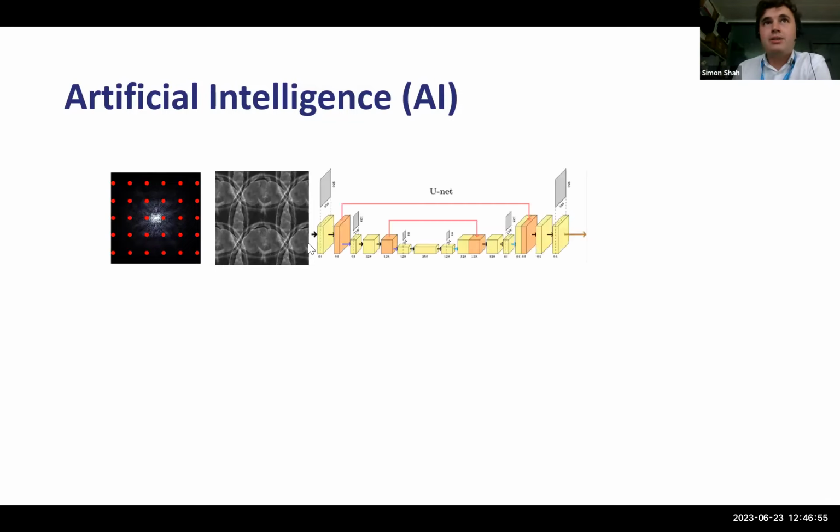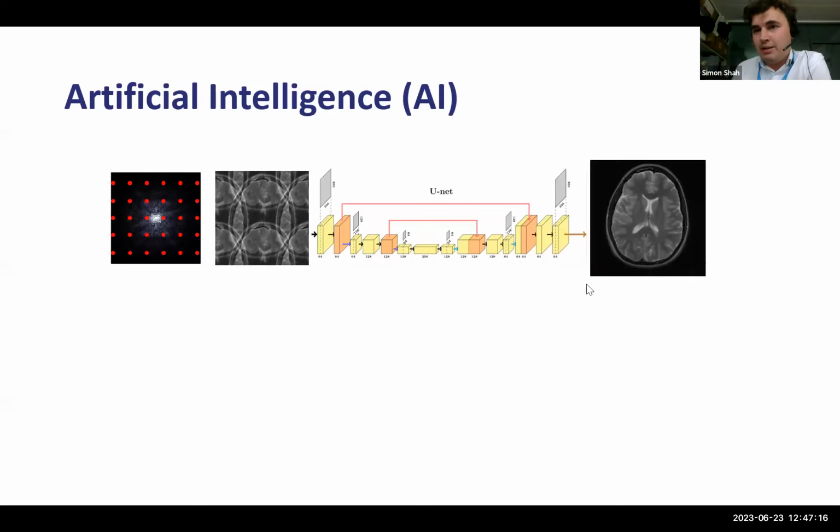But if we plugged it into what we call a U-Net deep learning algorithm, which has been trained on previous MR images of healthy volunteers or patients, it's trained to recognize certain patterns in the MR image, and it builds them down and then rebuilds them up. And whilst it does this, and it's learned what these images look like, it can then shoot out an image of the brain, which is quite surprising.